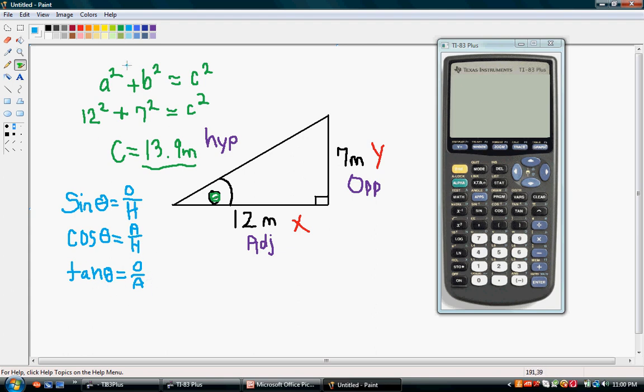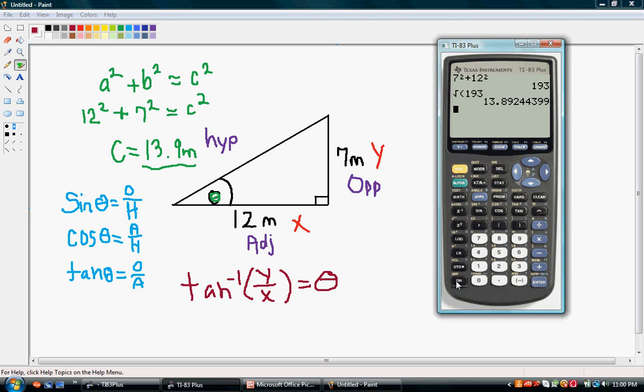So what we're going to do, whenever you want theta, but you don't have theta, you only have the sides, you're going to use the inverse of tangent. So it's going to look like this. Inverse tangent of y over x, the opposite over the adjacent, equals your theta. So we're just going to turn our calculator back on, clear this.